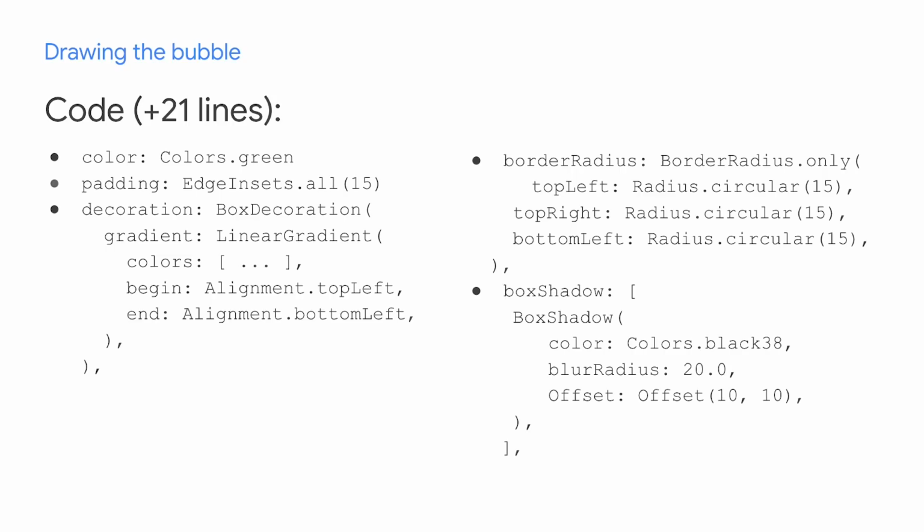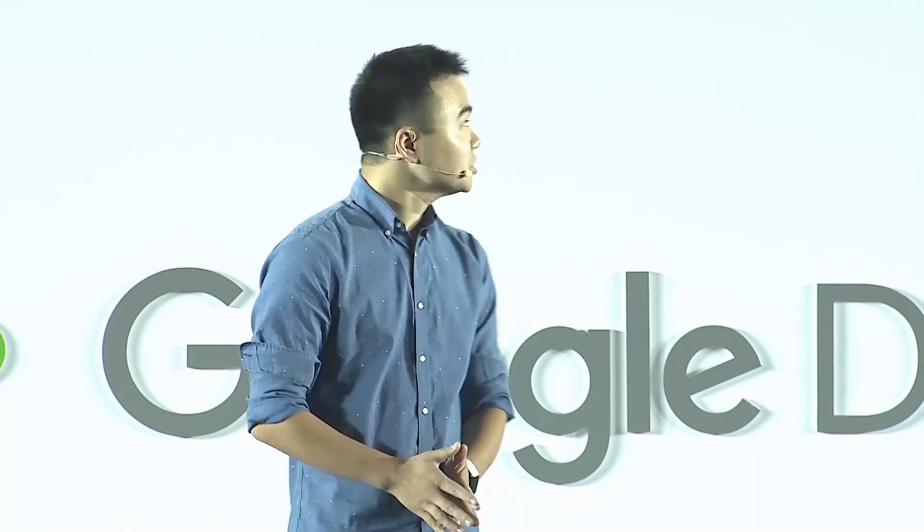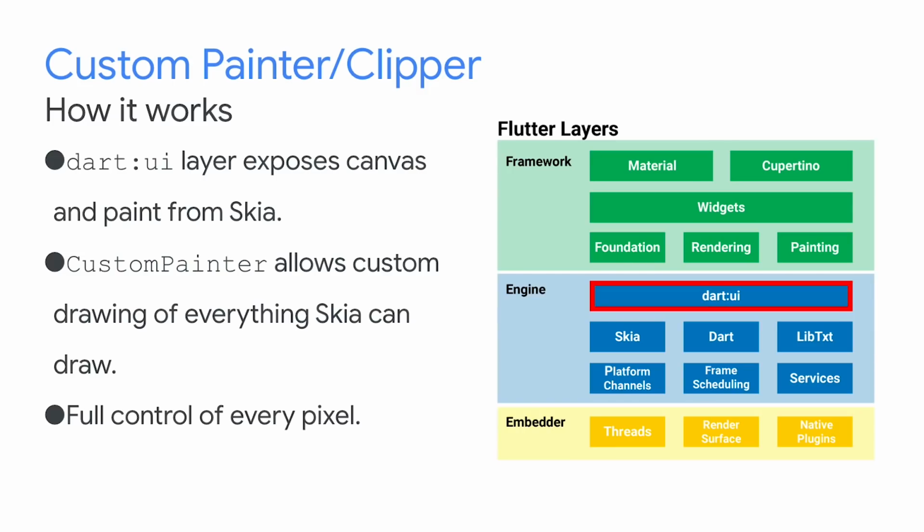So here's a summary of what we've written to draw the bubble. We only wrote 21 lines. So we've used some out-of-the-box widgets in the Flutter framework. But there's no limit to what you can draw with Flutter. Let's take a look at the diagram on the right.